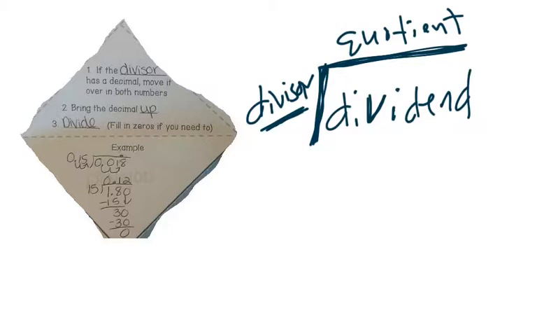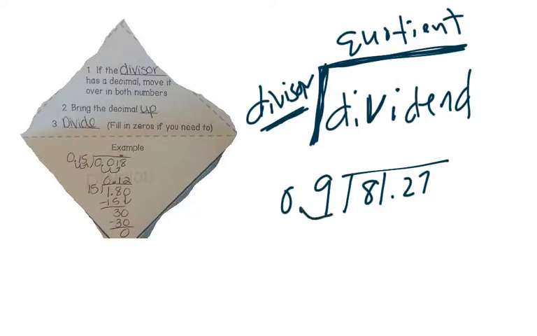Okay? So if I give you 81.27 divided by 0.9, well, that means I'm going to move this over 1. That means I have to move this over 1, right? So my new problem is going to be 9 as my divisor, and then it's going to be 812 and 7/10 as my dividend.